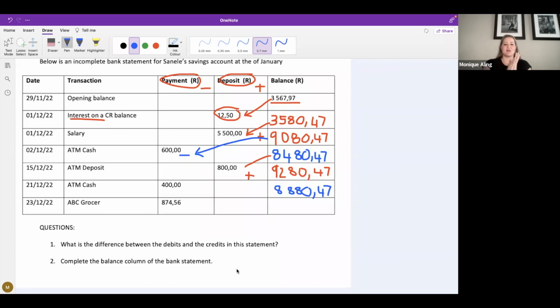Okay, I'm seeing some different answers here. So we are taking the 8,880.47 and we're minusing the 874.56. Okay, and my answer, which some of you did get, is the 8,005.91.